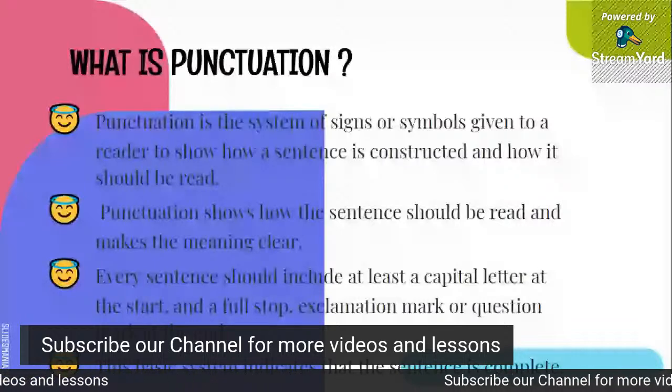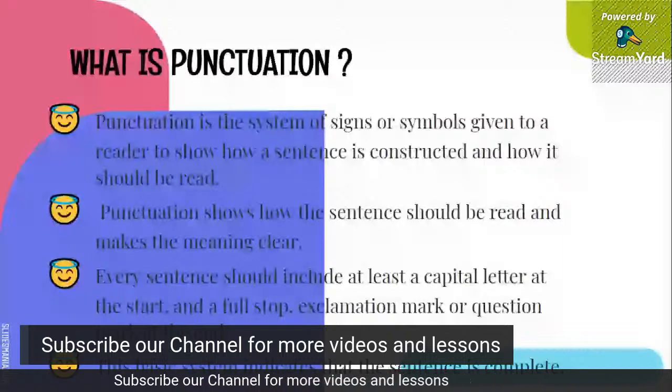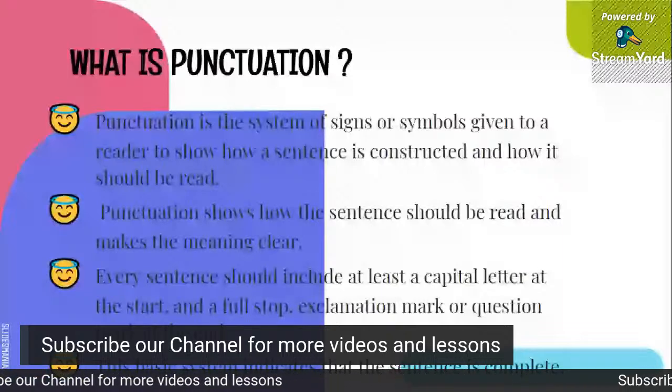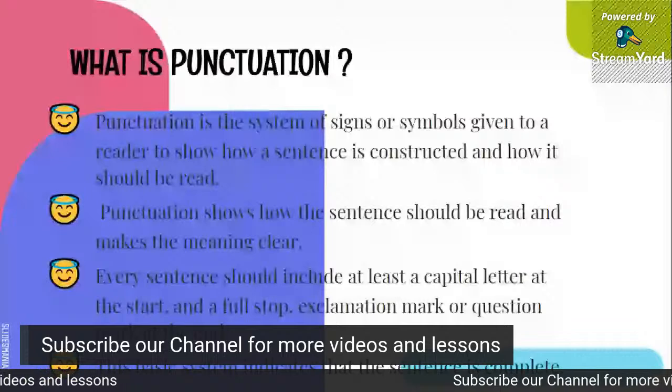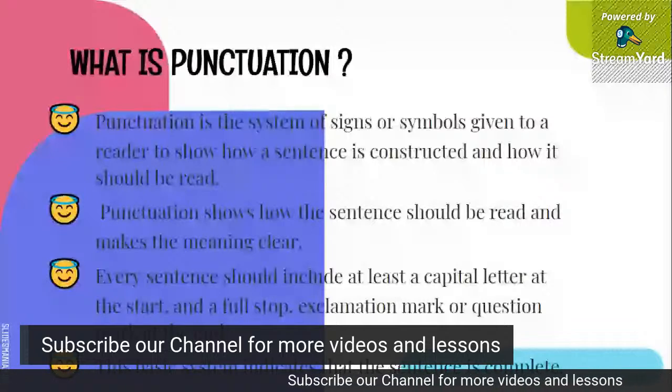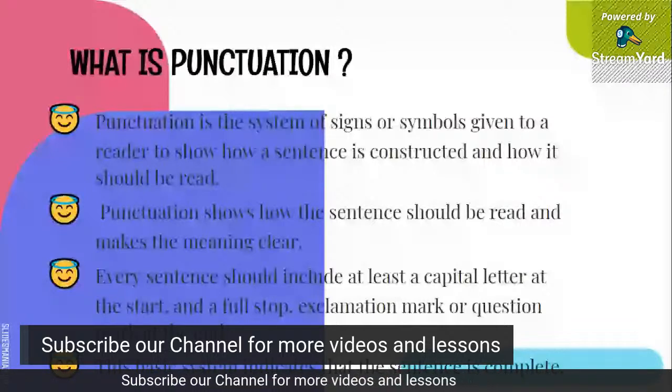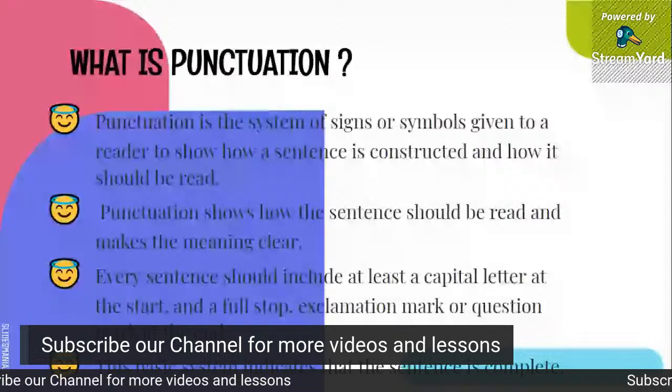Here refers to when you write a sentence, when there is a full stop, that means the sentence is complete. It should have a subject, a verb, an object, or it depends. It's a complete sentence.